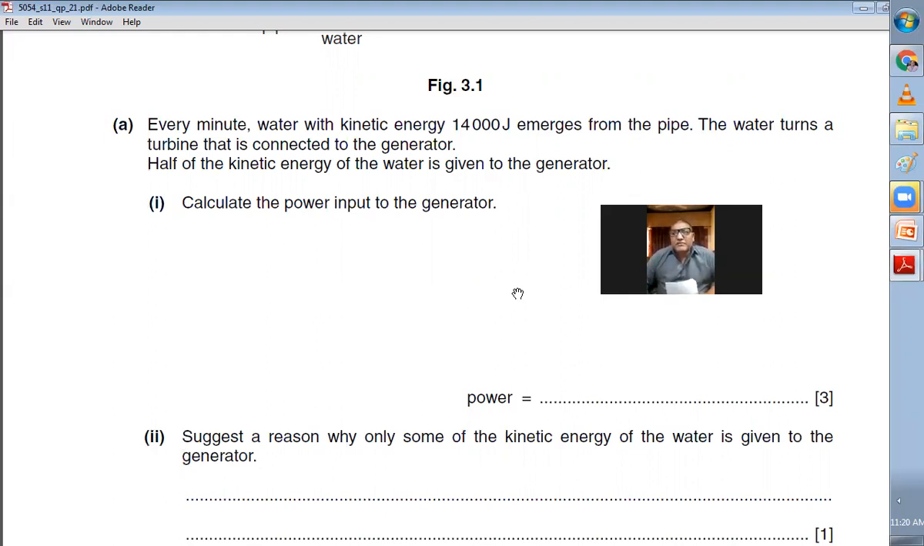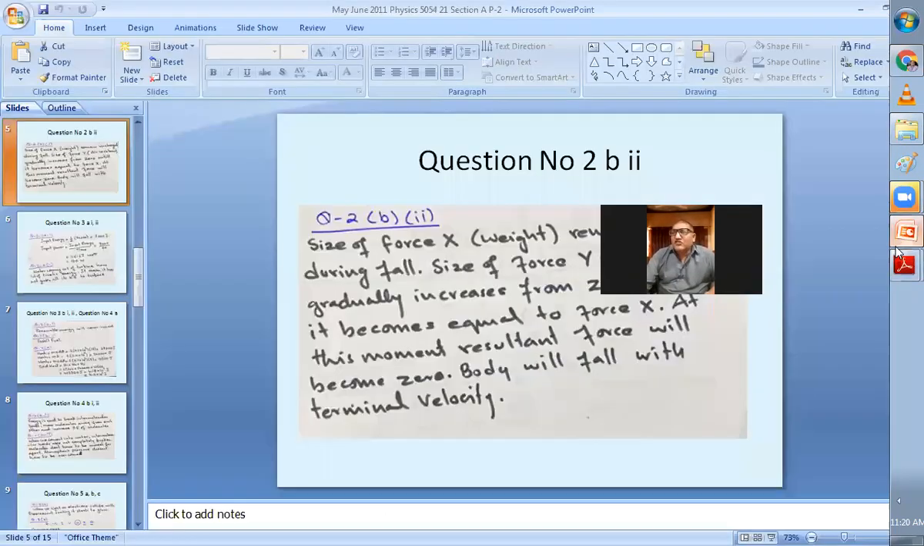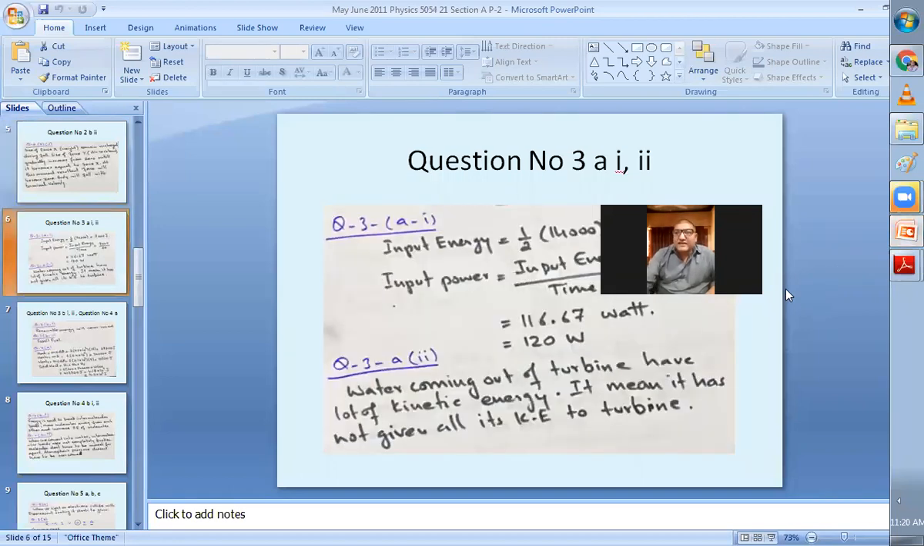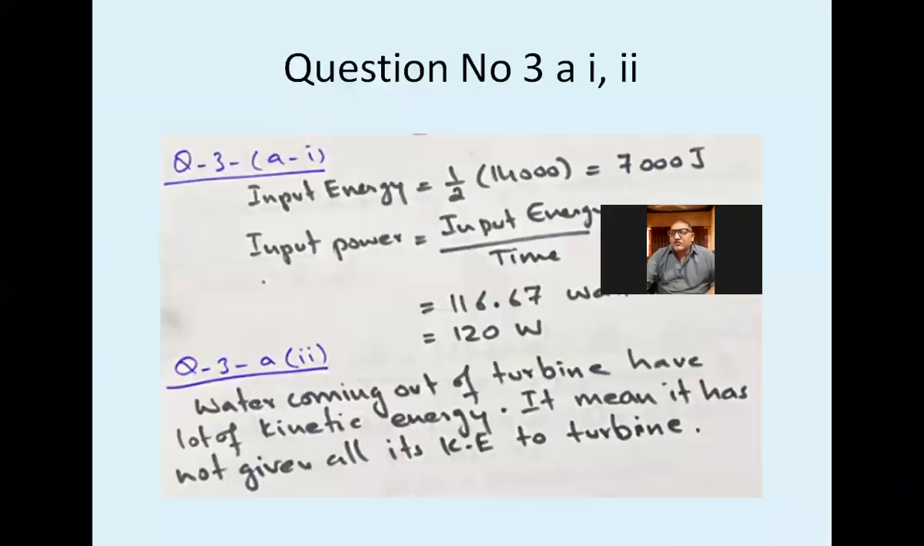We don't take time in minutes, we take time in seconds in this particular formula. So power is equal to energy divided by time. So 7,000 joules divided by 60 seconds. And you will get the answer. I've done this on paper. Let me show you my answer, and then I can show you.